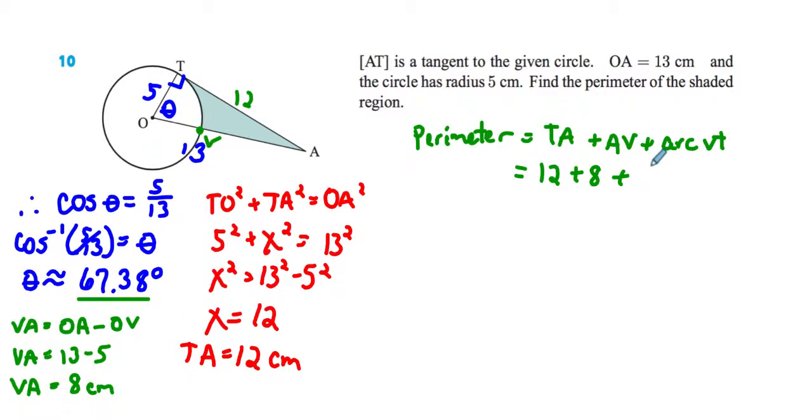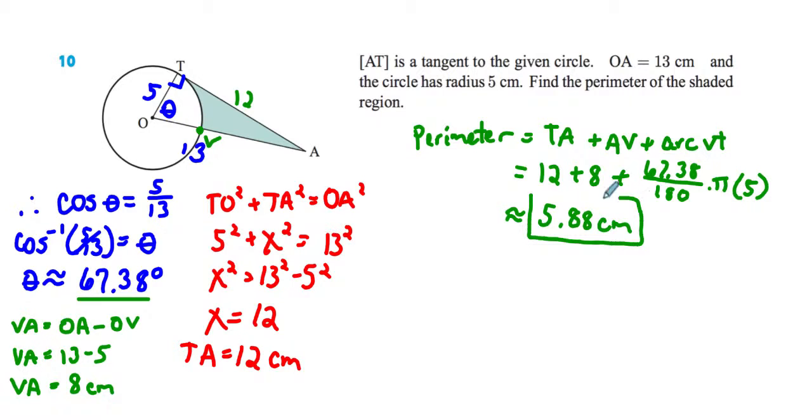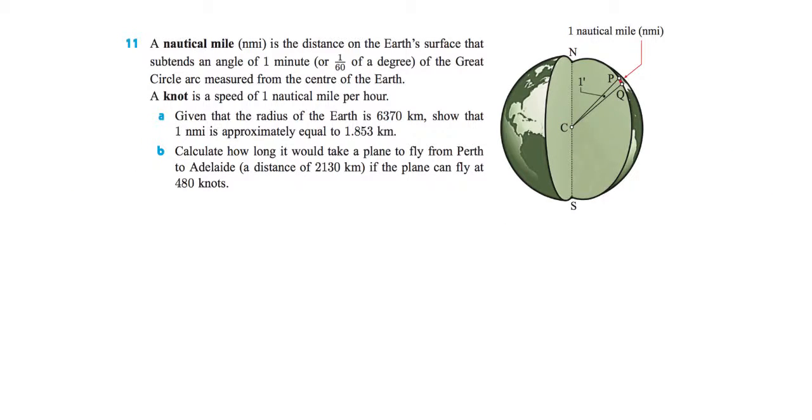Now I've got to figure out the arc. Well, I'm going to use the arc formula, but I'm going to use it in degrees. So I have my theta divided by 180 times pi times 5, which is the radius of that central circle. Adding that all together, I get my perimeter is 5.88 centimeters.